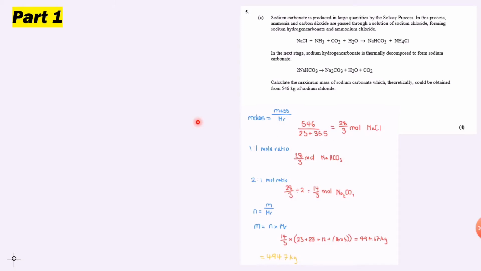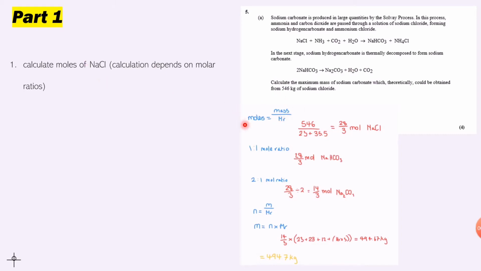So now we start the calculation. We first want to calculate the moles of sodium chloride because this is the mass that we've been given. And we're calculating the moles because the moles allow us to find molar ratios between sides of the equation. And this will allow us to eventually find the mass of the products. So we're going to calculate the moles of sodium chloride.